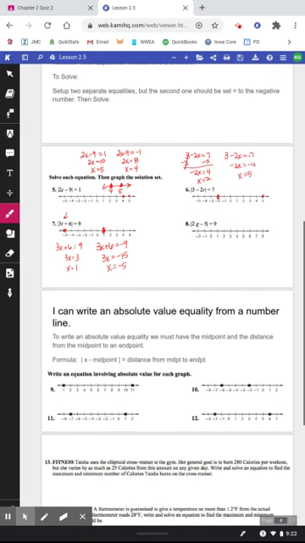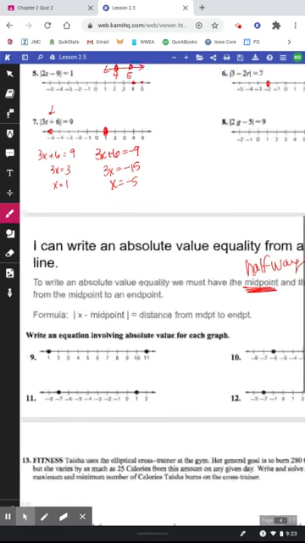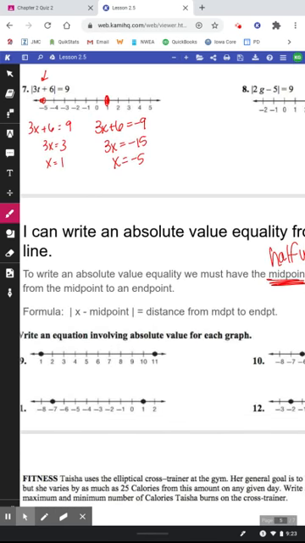All right, the next set of homework they're going to have us do is write the absolute value equation from looking at a number line. So in order to do that, we need two things. We need the midpoint, which is the halfway point, and the distance from the midpoint to the end point. Then our equation is always going to be x minus the midpoint in absolute value signs equals the distance from that midpoint to an endpoint.